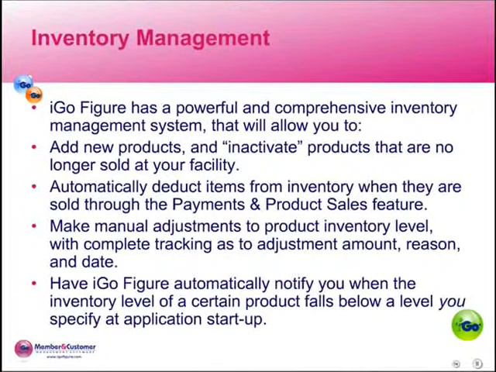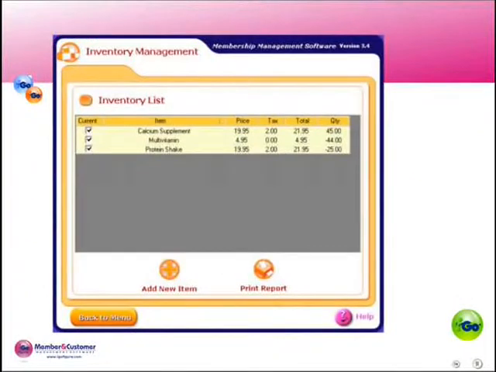Inventory management. iGo Figure has a powerful and comprehensive inventory management system that will allow you to add new products and inactivate products that are no longer sold at your facility. Automatically deduct items from inventory when they are sold through the Payments and Product Sales feature. Make manual adjustments to product inventory level with complete tracking as to adjustment amount, reason, and date. And you can have iGo Figure automatically notify you when the inventory level of a certain product falls below a level you specify at application startup.